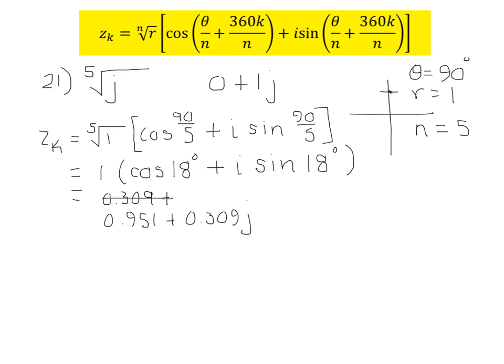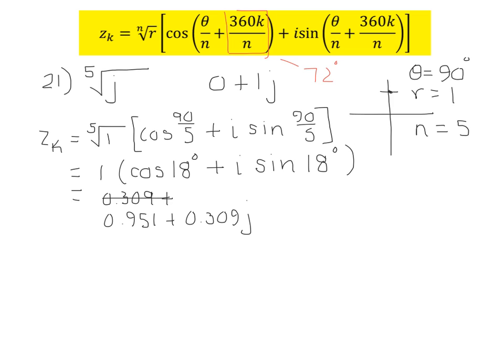Okay? Now, to figure out what my next angle measure is going to be, I need to merely look at this portion of this formula and plug 1 in for k, because that's going to be my next value of k that I use in this formula. Well, 360 times 1 is 360. When I divide by n, which is 5, 360 divided by 5 is 72. So all of my angles that are going to be used to find my fifth roots of j are going to be 72 degrees apart from one another.